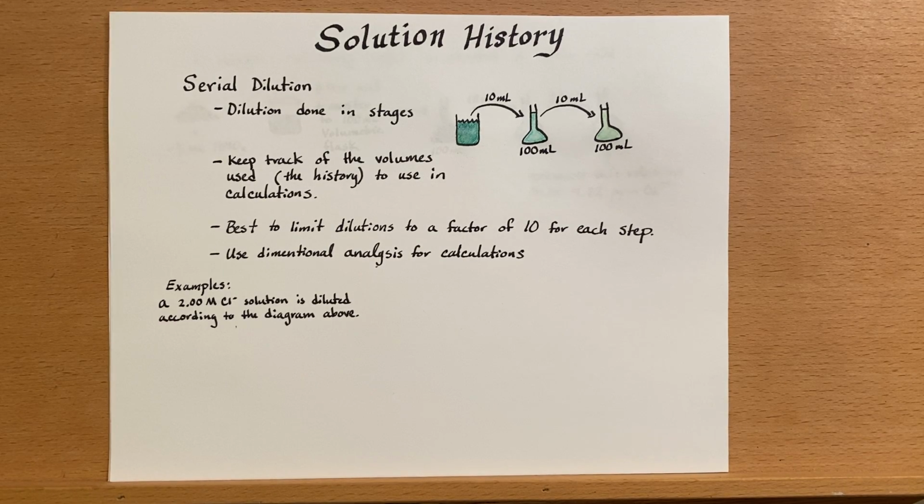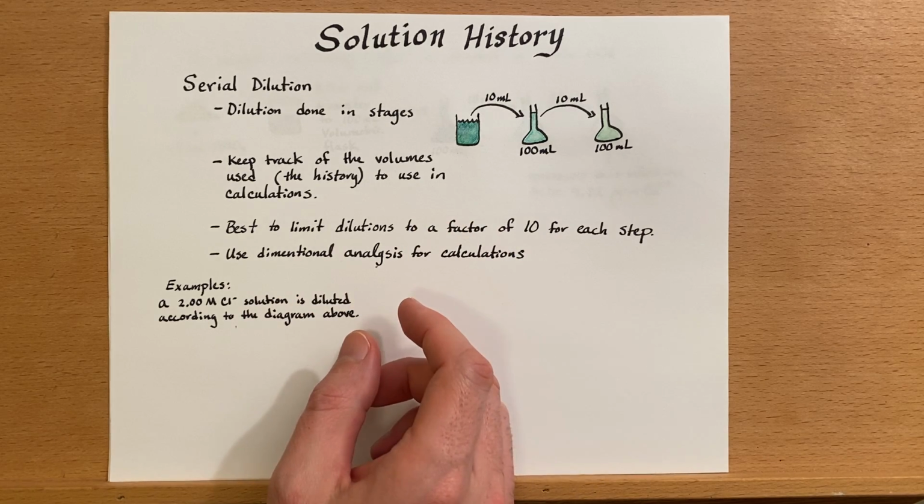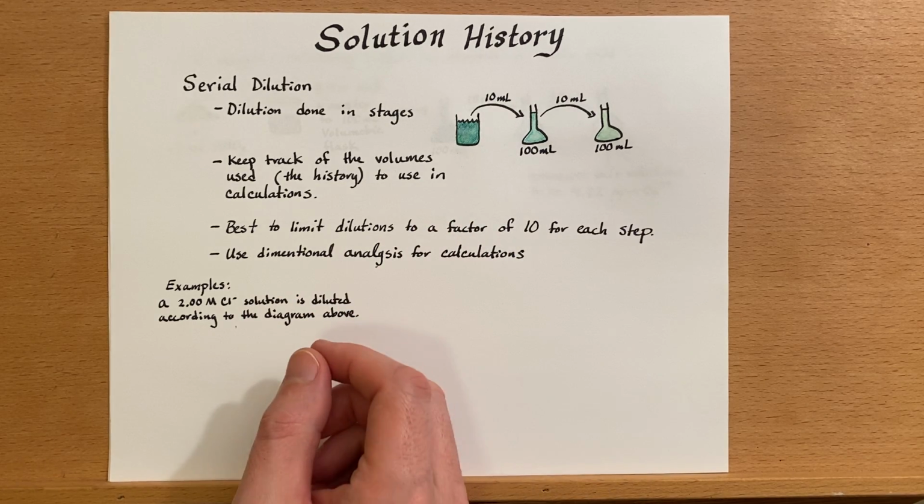Let's look at solution history. Now, what we mean by solution history is making sure that we keep track of everything that we've done to a solution so that we could determine the concentration or amount of our substances that are dissolved, our solutes, in any one of the particular flasks or solutions. Now, why is this done?